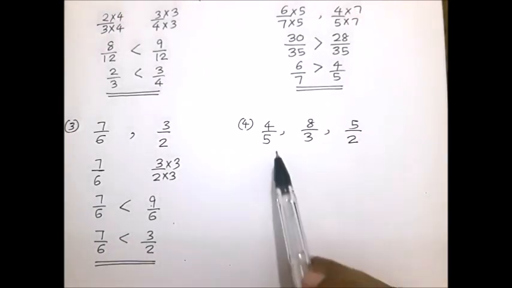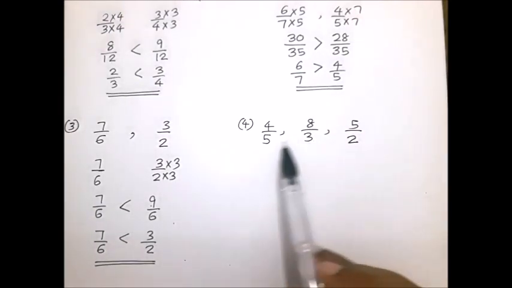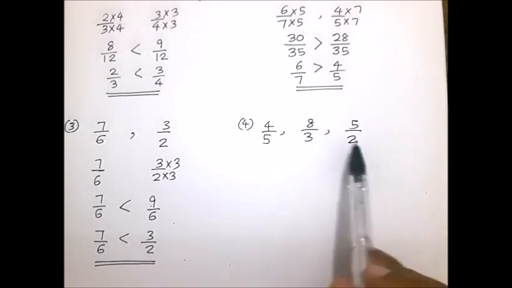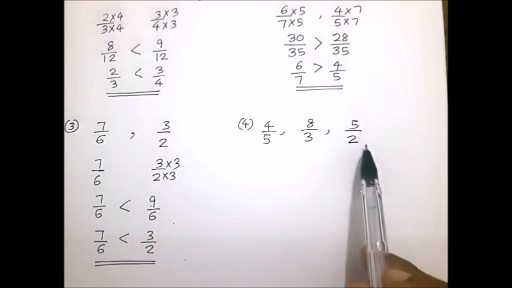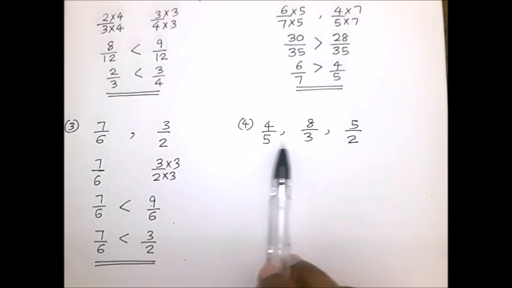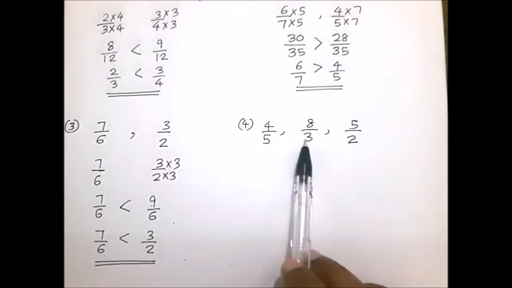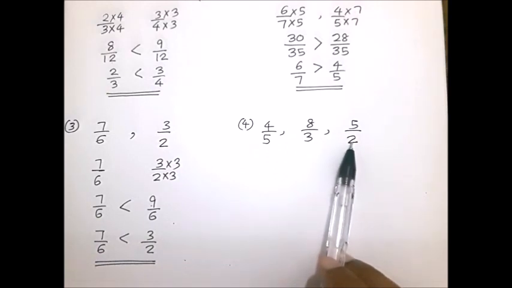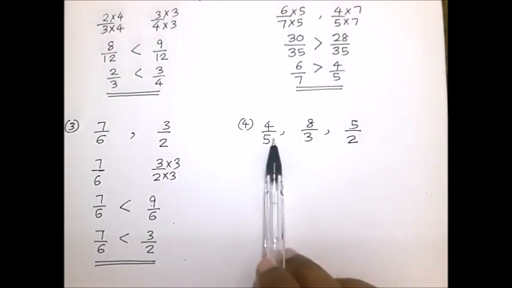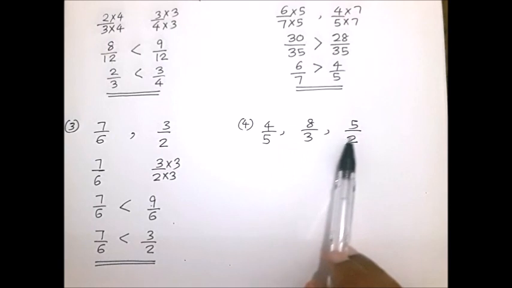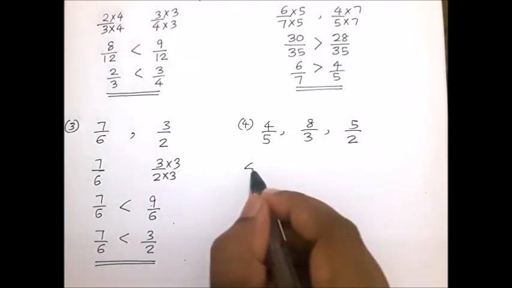Look at the fourth example: 5, 3, 2. You can convert these into 30. You have to take the LCM of these denominators. LCM of 5, 3, 2 is 30. So convert each and every denominator into 30.